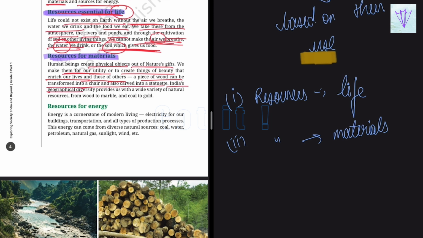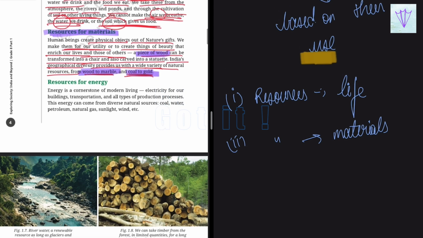India's geographical diversity provides us with a wide variety of natural resources, from wood to marble and coal to gold. So we make many things out of what nature supplies. Here they have given us examples: a piece of wood, wood to marble, and coal to gold. All these things are resources because we utilize them.